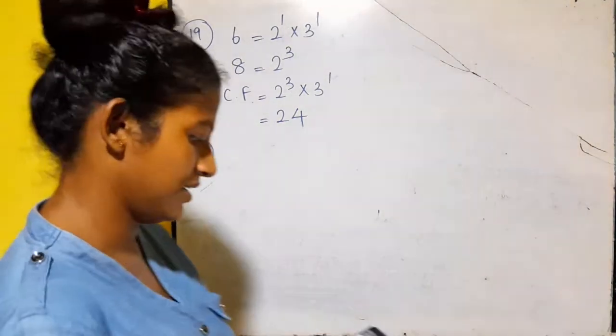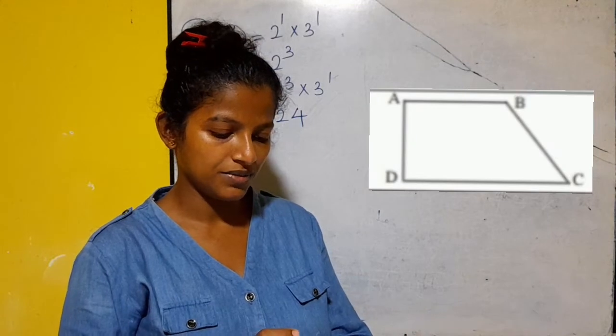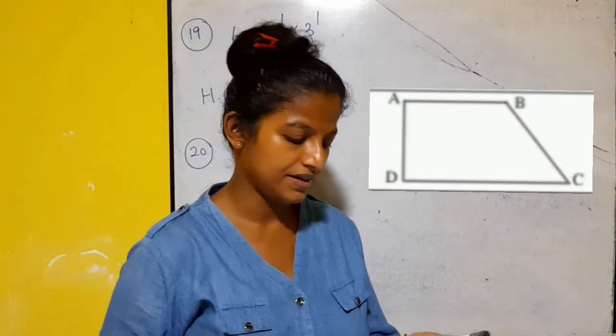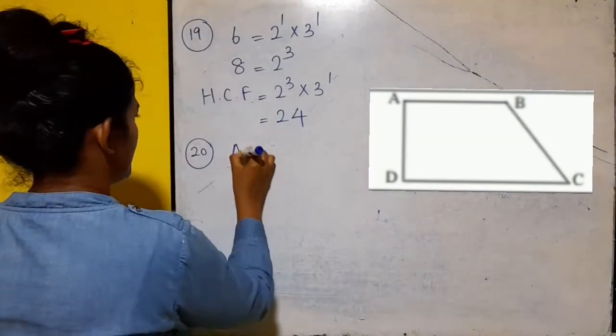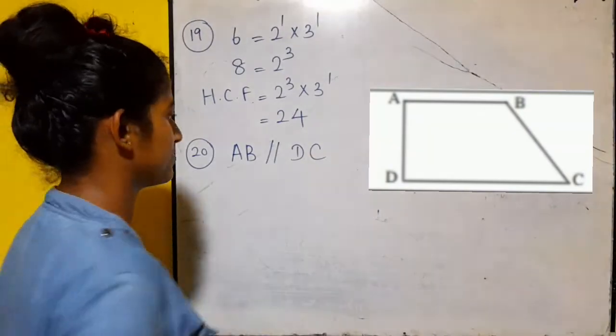20th one, last one. Name the pair of parallel lines in the trapezium given below. The parallel lines here are AB and DC. You can write it as AB parallel to DC.